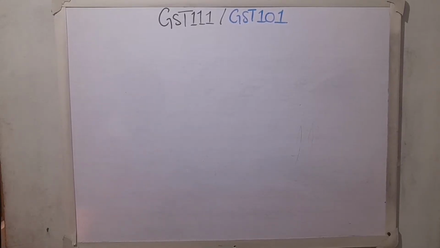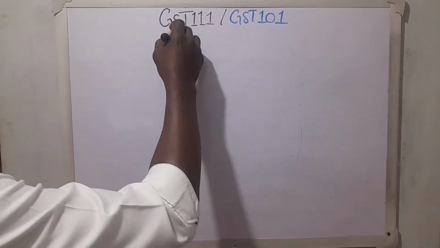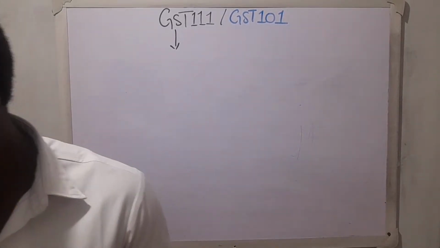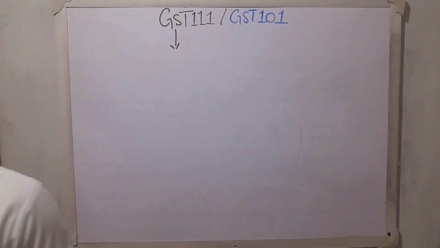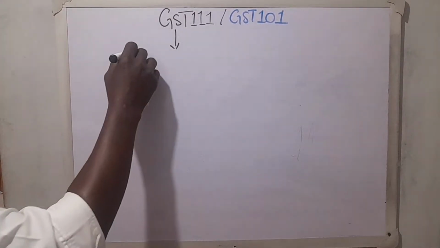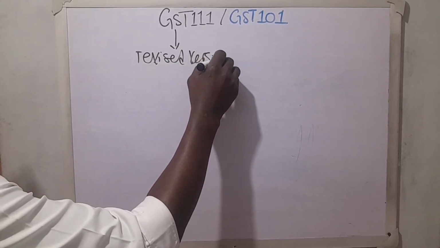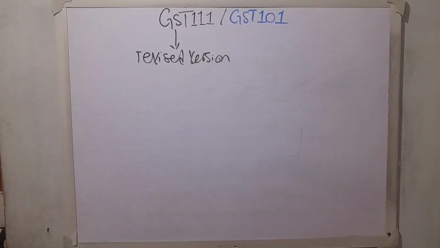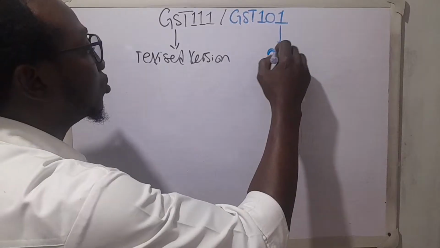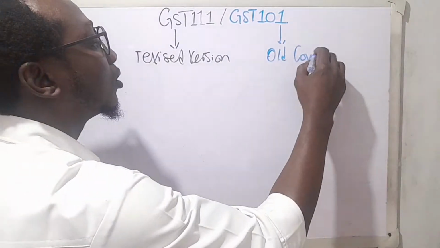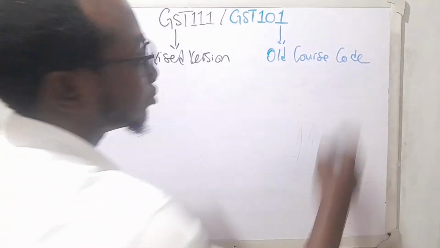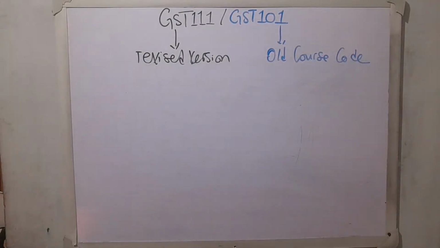So like I said earlier, this is the revised version. And this is the old course code. Okay. So this is it.